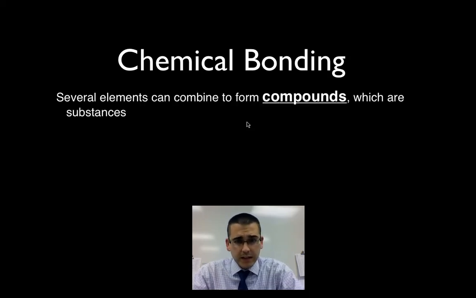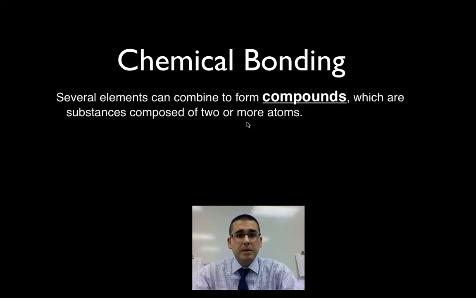Now chemical bonding is very important to us because it's dealing with atoms that are combining together. When atoms combine together, they form these things called compounds. Without compounds, we wouldn't have life as we know it here on Earth. So it is very important to us.